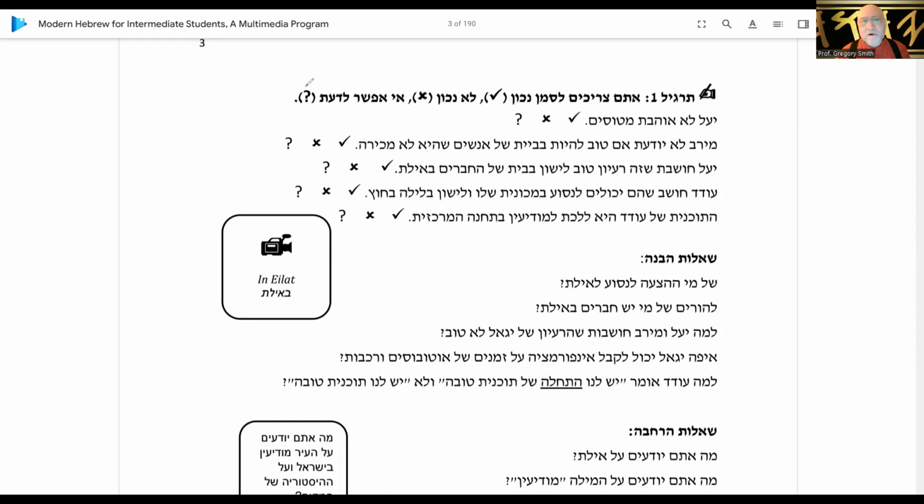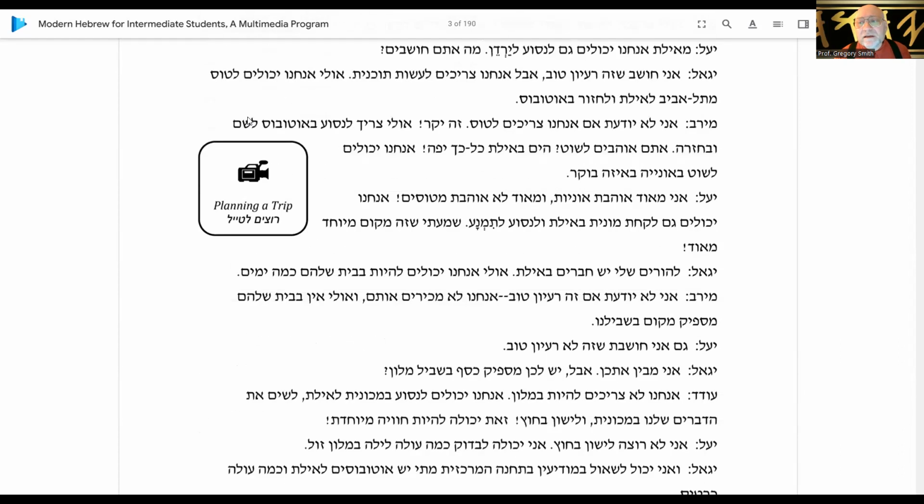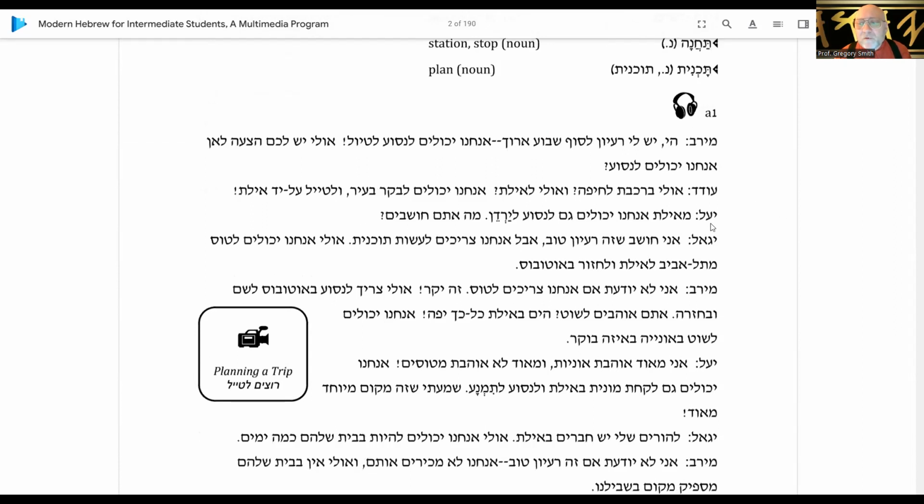Okay, so let's go upward and see what it says here. I'm going to go right down to where Yael is speaking. Let's see what she says here, if I remember correctly. So Yael says, Me'elat, from Eilat, anachnu yochalim, we need, or we want. I think that yochalim is we need, or... Me'elat anachnu yochalim gam linsoa.